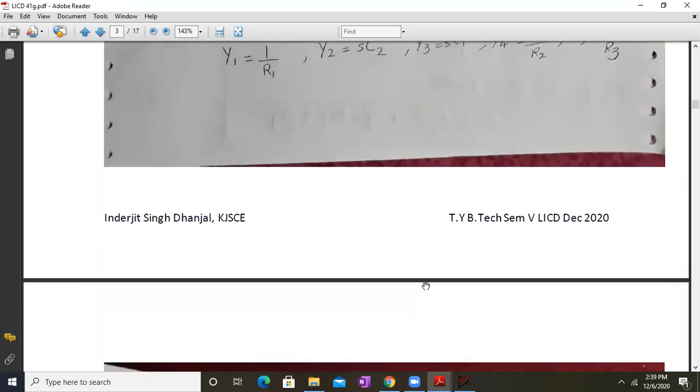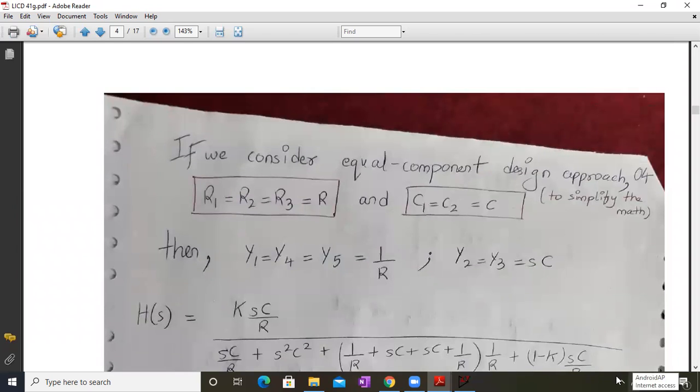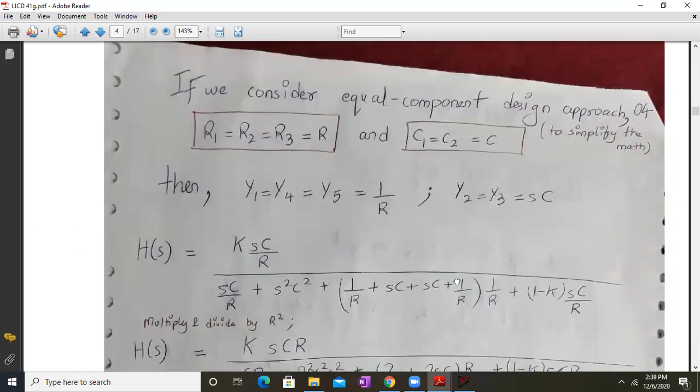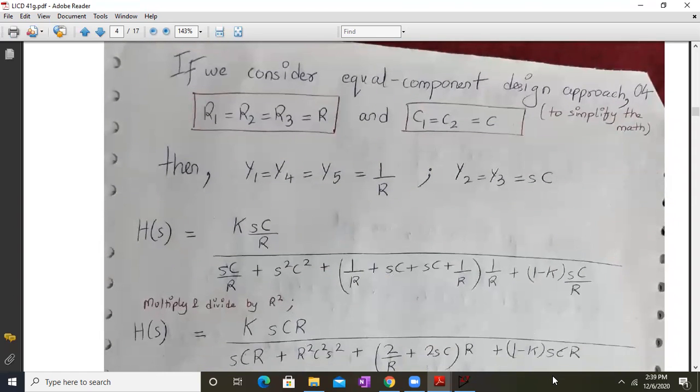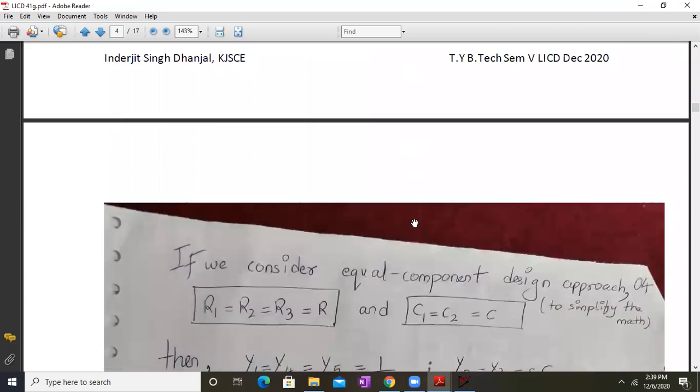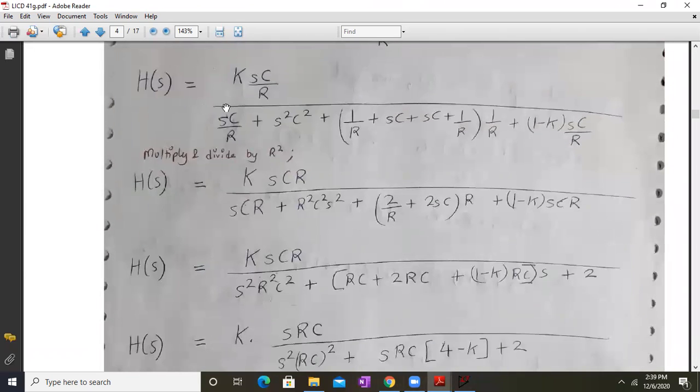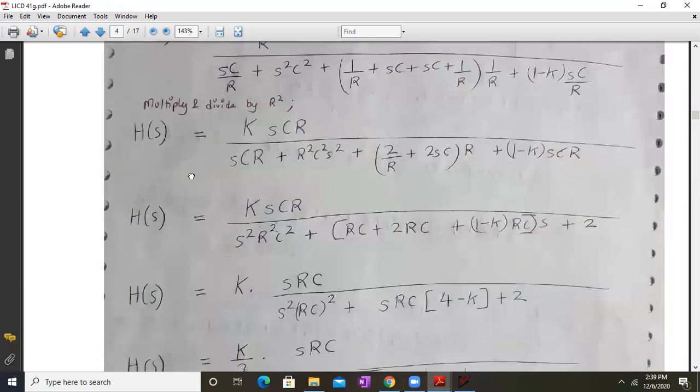And in this, if we consider the equal component design to simplify the mathematics, we substitute R1 equal to R2 equal to R3 equal to R, and C1 equal to C2 equal to C. Then your admittances Y1, Y4 and Y5 will be the same, equal to 1 upon R, and Y2 and Y3 will also be the same, which will be S into C. If we substitute that in the general expression given in equation number 3, you will get the following result. So H of S will be this huge term. Here we'll divide and multiply by R square.